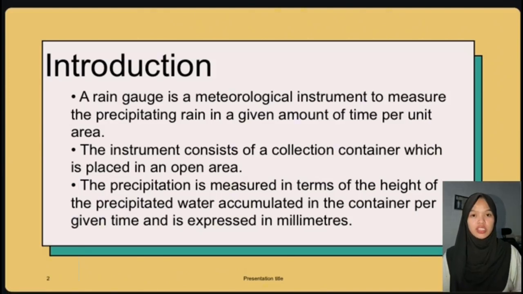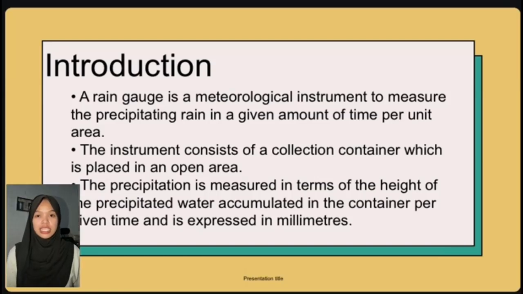This instrument consists of a collection container which is placed in an open area. And this precipitation is measured in terms of the height of the precipitated water accumulated in the container per given time and is expressed in millimeters. Since the same amount of rain precipitation is assumed to be occurring around the container, the area of collection is not a factor. However, it shouldn't be too small, neither should it be too large.